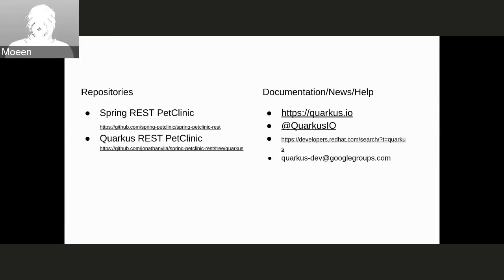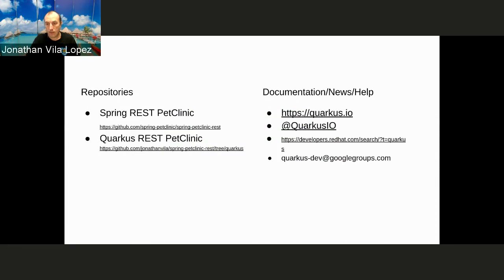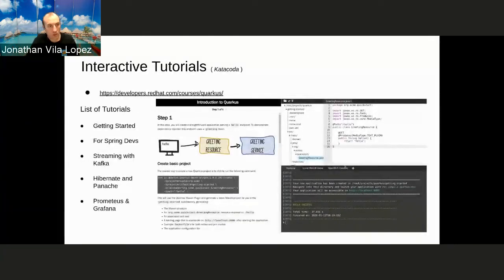The Quarkus.io Twitter handle, the Developer Red Hat link where you will find several tutorials and documentation, the Quarkus mailing list where you can simply post questions. About the interactive tutorials, everything runs on the cloud, so you don't mess with your laptop or your machine. You will have one IDE and even an OpenShift console to check your application with all the steps, easy to follow, and with different topics. It's very, very convenient also.